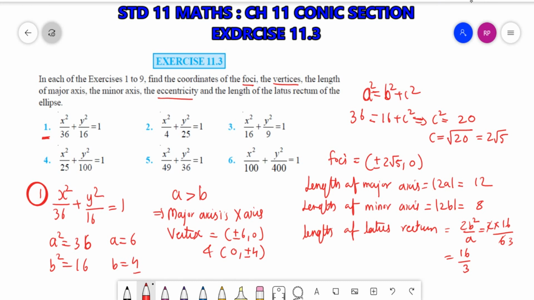One thing is remaining, that is eccentricity e is equal to c by a. So what is c? 2 root 5. And what is a? 6. So it will be root 5 by 3. This is the eccentricity. Okay? Now note it down.